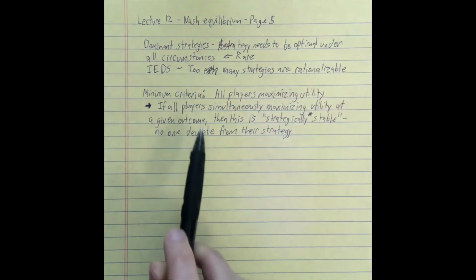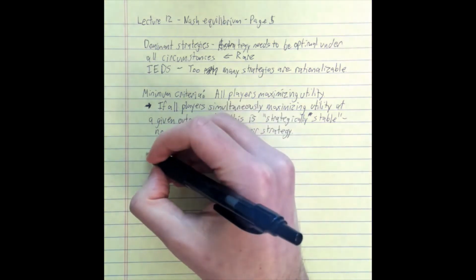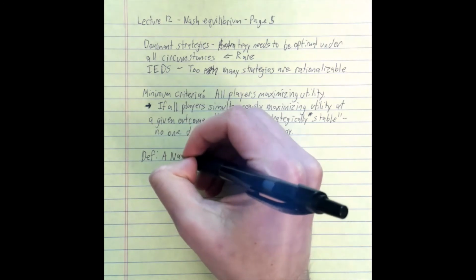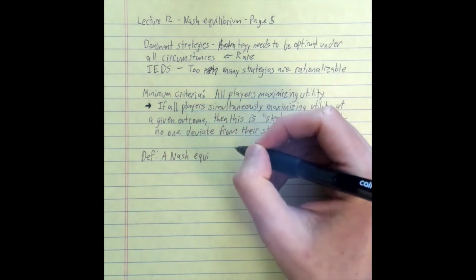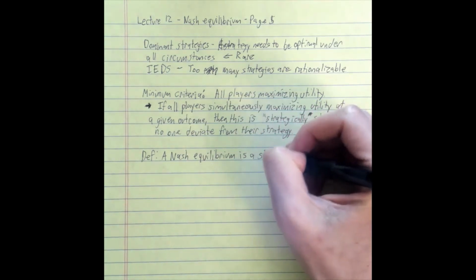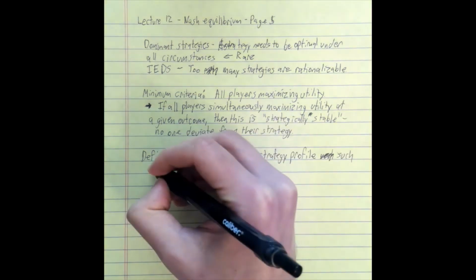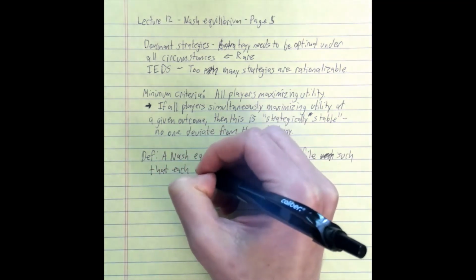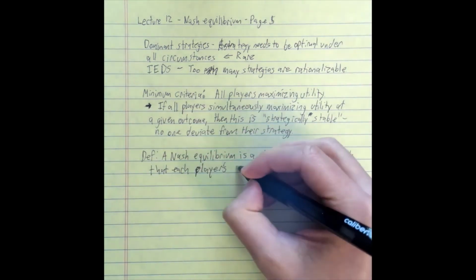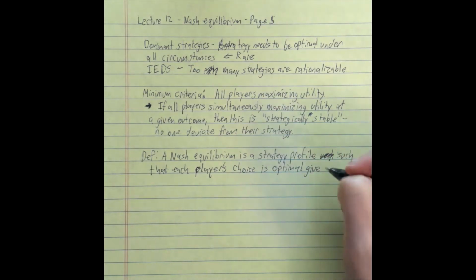And so the idea is, let's have players maximize utility, and if they're all maximizing their utility at the same time, then that's a stable outcome. That's essentially what the idea of a Nash equilibrium is. So a Nash equilibrium is a strategy profile such that each player's choice is optimal given every other player's choice.